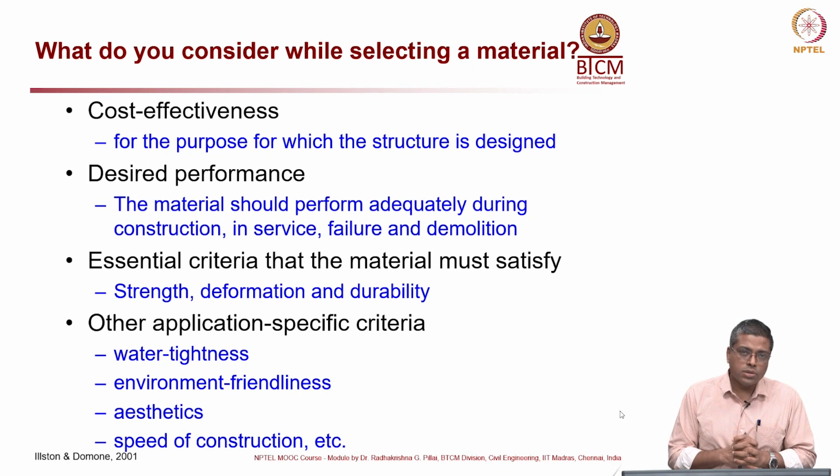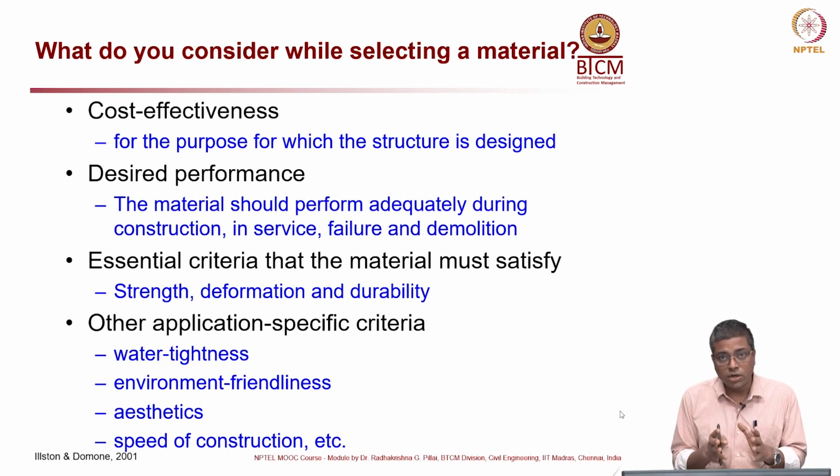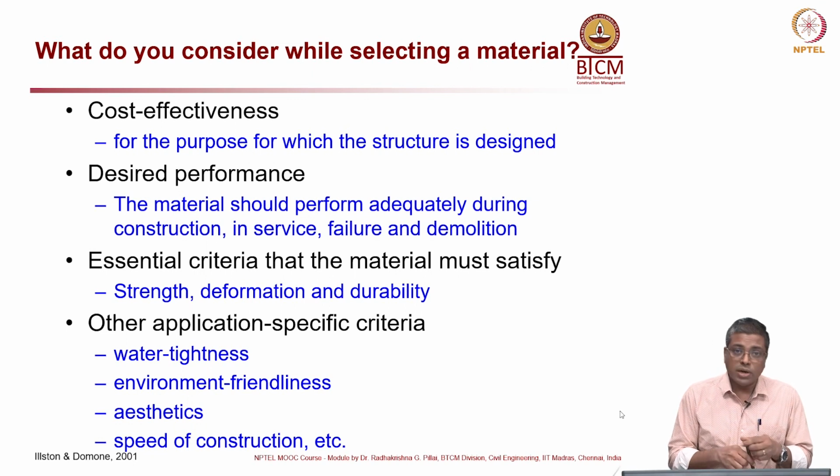Okay. Now, there are also cases where other application specific criteria have to be met. For example, if you are talking about a water tank, water tightness is very important, in addition to the other three criteria: strength, deformation, and durability. Then also the material which we use should be environment friendly. You cannot use a material which will lead to a lot of carbon emissions or energy consumption.